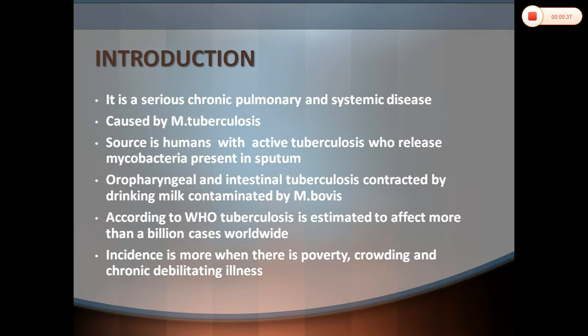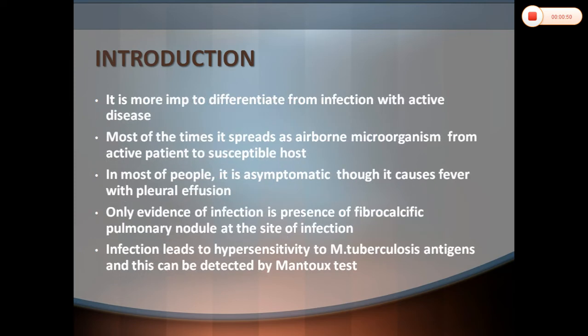According to WHO, tuberculosis is estimated to affect more than a billion cases worldwide. The incidence is higher when there is poverty, crowding, and chronic debilitating illness. It is important to differentiate infection from active disease. Most of the time, it spreads as an airborne infection from an active patient to the susceptible host. In most people, it is asymptomatic, though it can cause fever and other symptoms like pleural effusion.